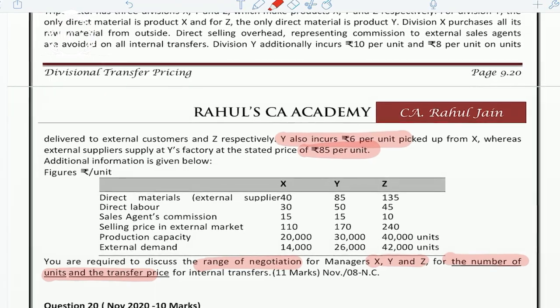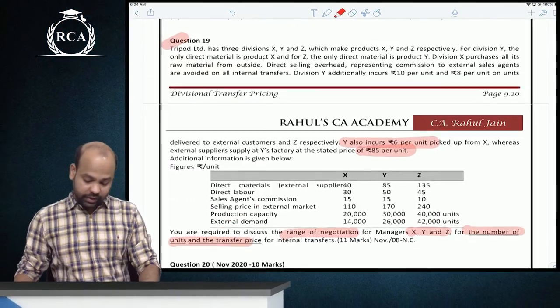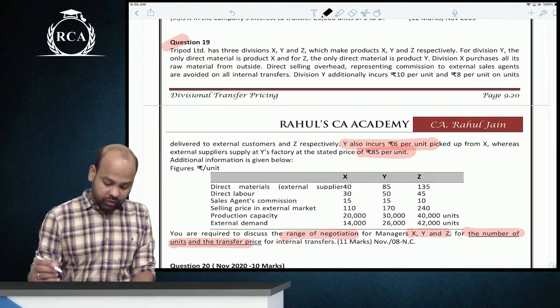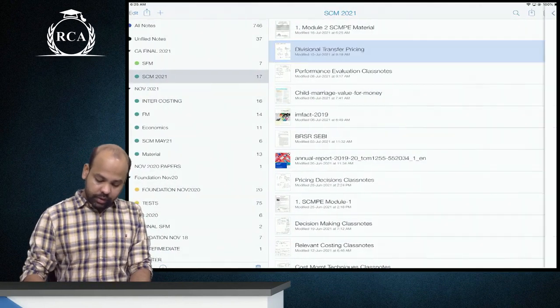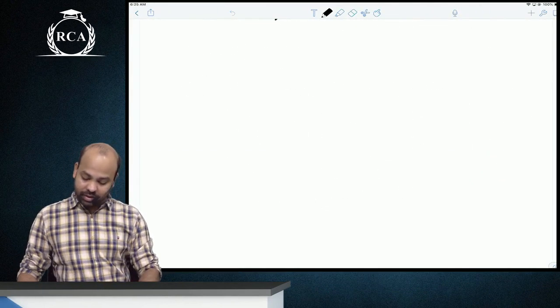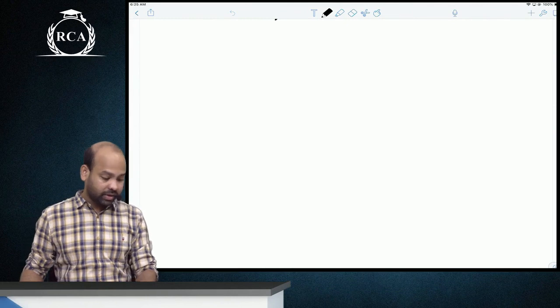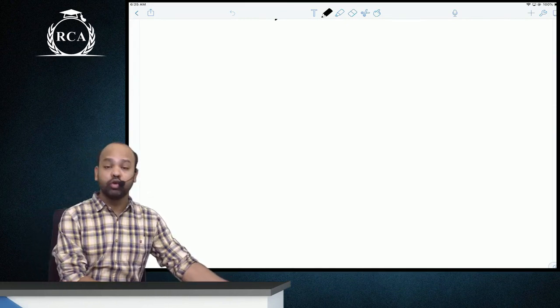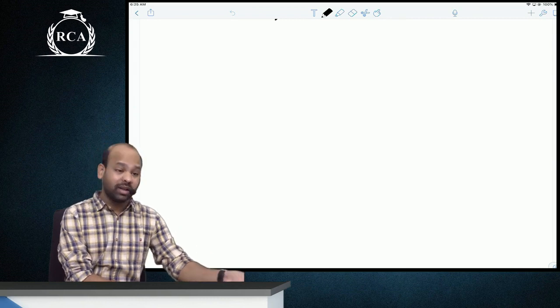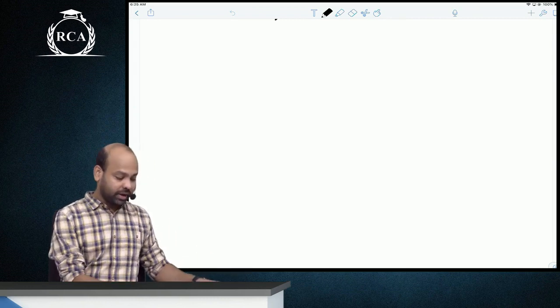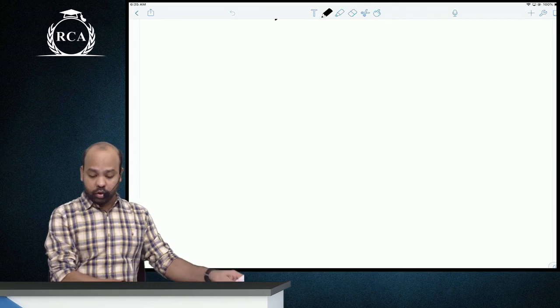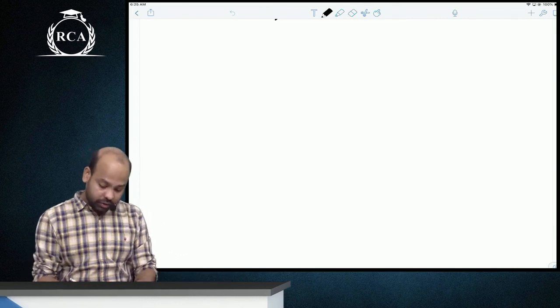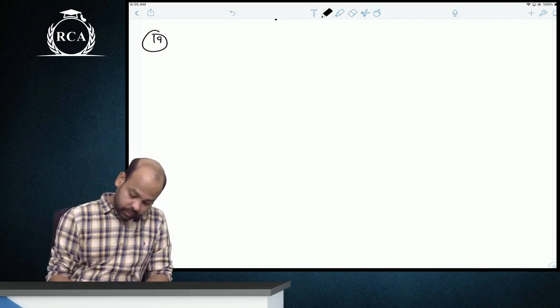Yes, I think you are all done with reading the question. Let us now understand what the requirement here is. The requirement here is to arrive at the range of transfer price. That is what the question is all about: computing the range of negotiation for divisions X, Y, and Z. We all know how we determine the range of negotiation.